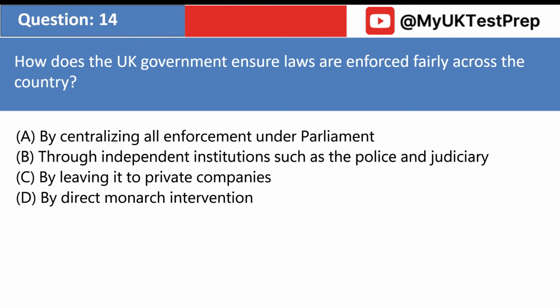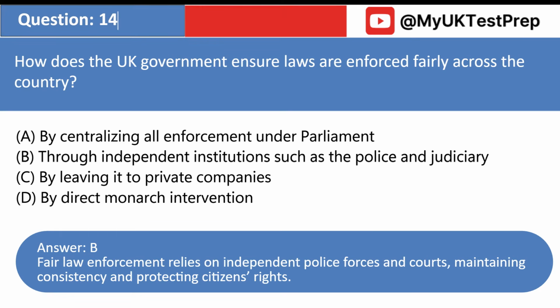B. Through independent institutions such as the police and judiciary. C. By leaving it to private companies. D. By direct monarch intervention. Answer B. Fair law enforcement relies on independent police forces and courts, maintaining consistency and protecting citizens' rights.